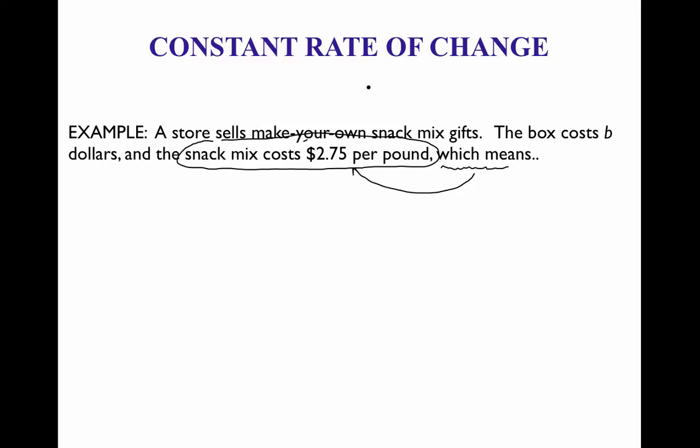It's nothing to do with B. B is the cost of the box. It has nothing to do with it. Okay, somebody new. What does $2.75 per pound mean? What is the meaning of that? $2.75 per pound means what? Somebody new. Or I'll just pick somebody by the color of your shirt.